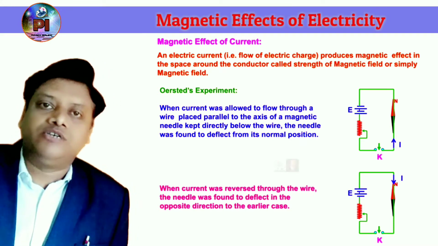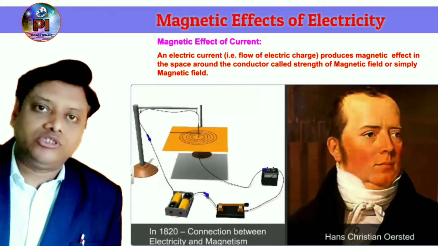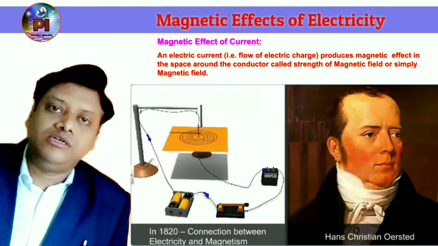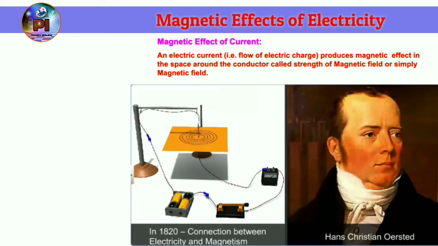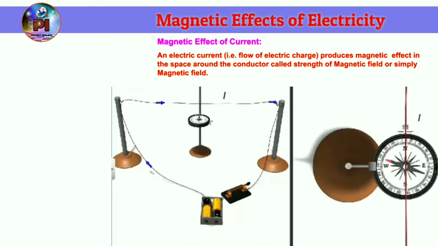So the magnetic effect of current was discovered by this scientist in 1820, that is Oersted, and the experiment he performed we today call Oersted's experiment. This experiment was done using a current carrying conductor. He took a current carrying wire in which the current was flowing in a particular direction. A magnetic needle was placed below this wire, and the current was allowed to flow from south to north.